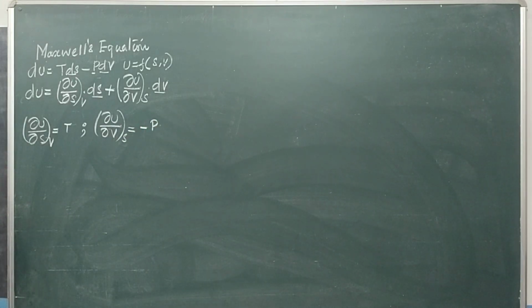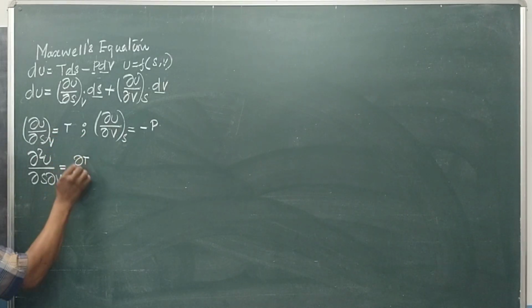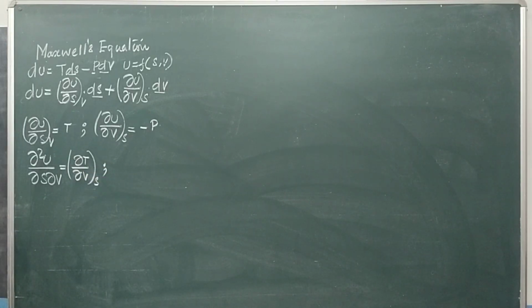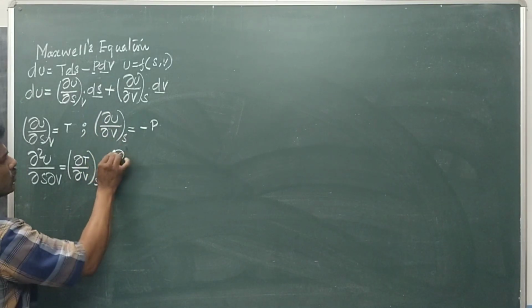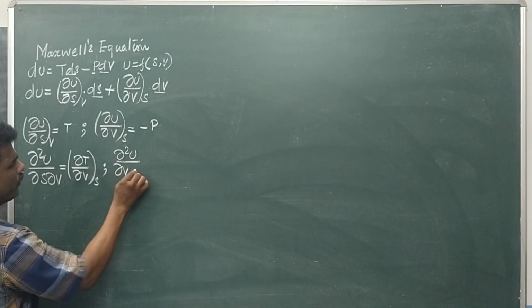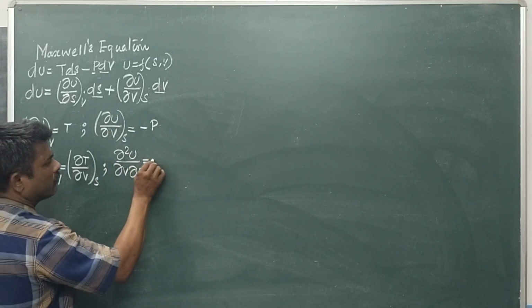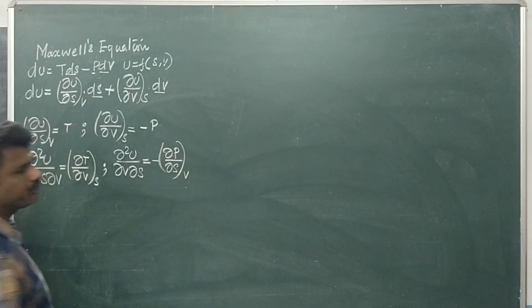Okay. Second differentiation with respect to V at constant entropy: ∂²U/∂S∂V is equal to (∂T/∂V) at constant entropy. Clear? Next, second differentiation with respect to S at constant volume: ∂²U/∂V∂S is equal to minus (∂P/∂S) at constant volume.